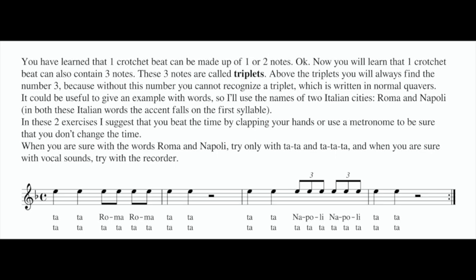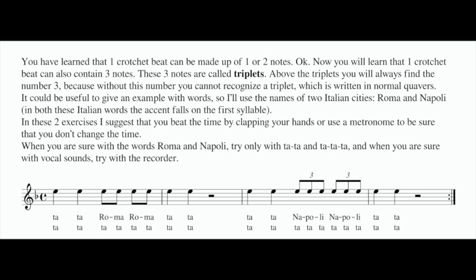We are reading my new method, page 97. You have learned that one crochet beat can be made up of one or two notes. Now you will learn that one crochet beat can also contain three notes. These three notes are called triplets. Above the triplets you will always find the number 3, because without this number you cannot recognize a triplet, which is written in normal quavers.